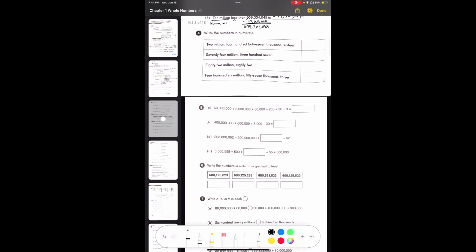Question number 4. Write the numbers in numerals. Numerals means just write it as a number. So 2 million here, so you know that the highest place you're going to have is the millions. 447,000. So we're going to have a comma here since this is 2 million and this is in the thousands. So 447, comma 16.